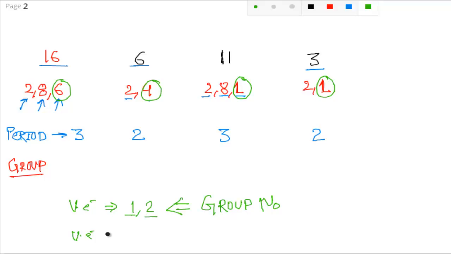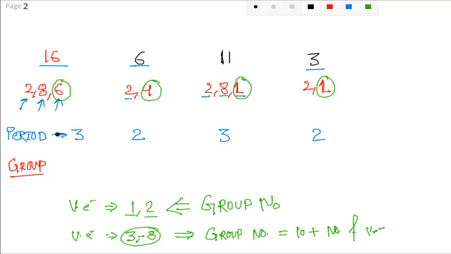But if the valence electron is 3 or 4 or 5 or 6 or 7 or 8, so between 3 to 8, including 3 and 8 also, in that case your group number will be 10 plus the number of valence electrons. So here the number of valence electrons is 6, so the group will be 10 plus 6. Here the number of valence electrons is 4, so the group number will be 10 plus 4, that is 14.